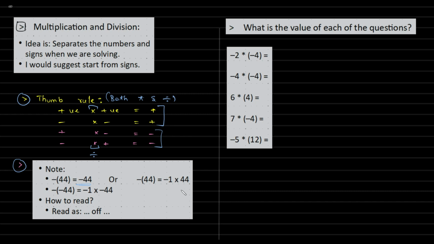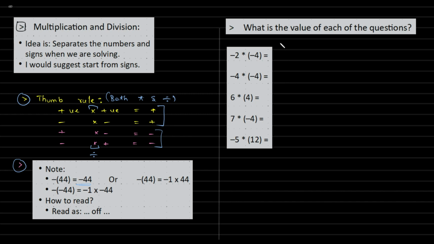One extra step. Here's another example: negative 1 into negative 44 is positive 44. So brackets are read as "of". Whenever you see any kind of bracket in math, it is to be read as "of". Remember that: of.